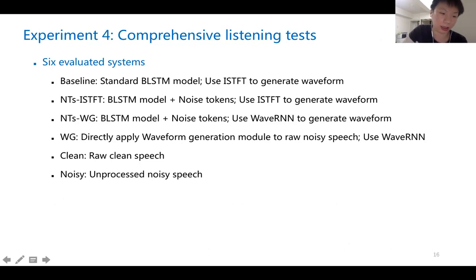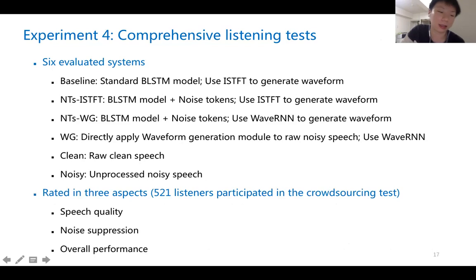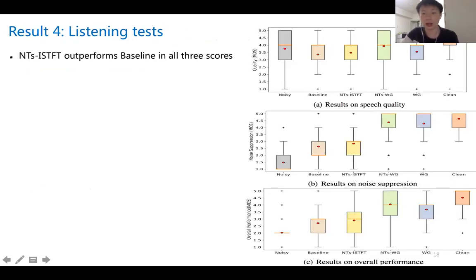We also evaluate clean speech and noisy speech. We ask listeners to rate the given samples in 3 aspects: speech quality, noise suppression, and overall performance. There are 51 listeners in total who participated in our crowdsourcing listening test. Results are given in these 3 figures.